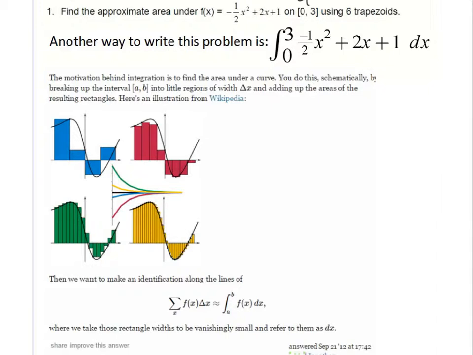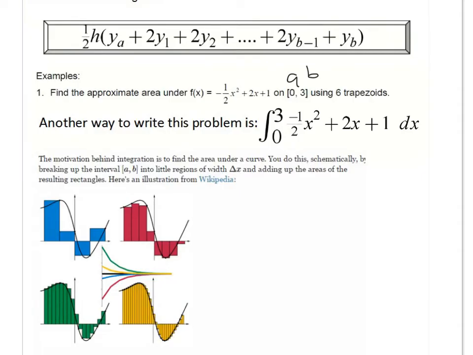So here are some examples of trapezoids, ways that we could do this. Then obviously the more trapezoids we use, the more accurate it's going to become.